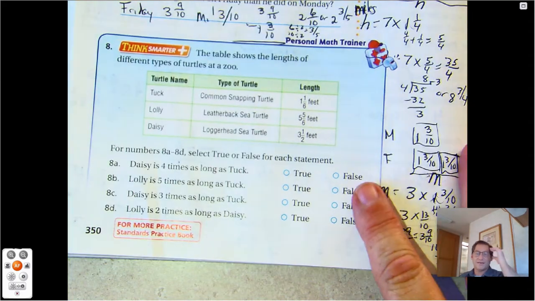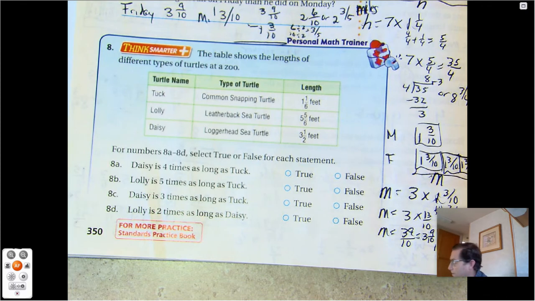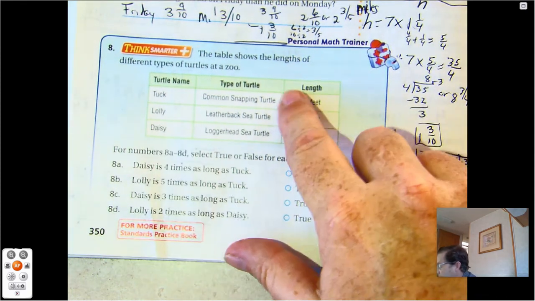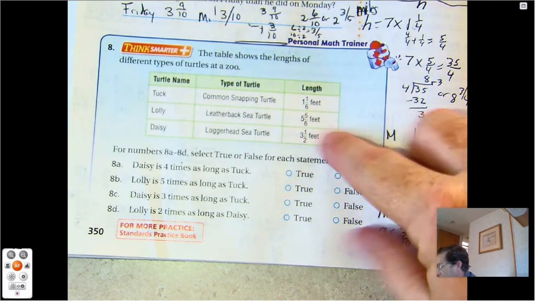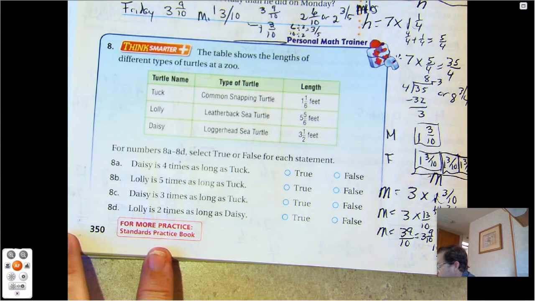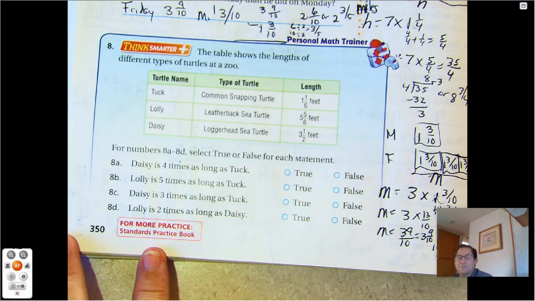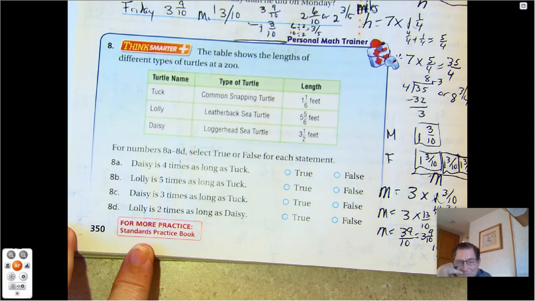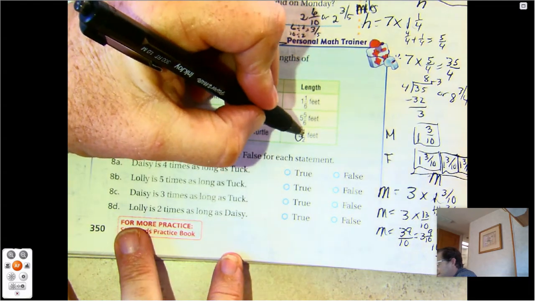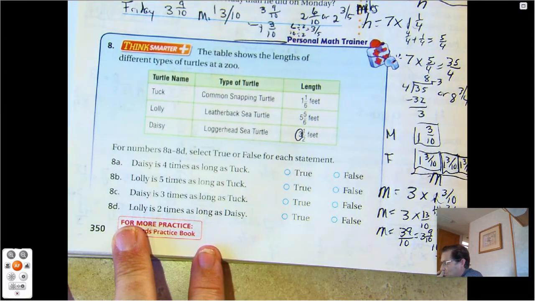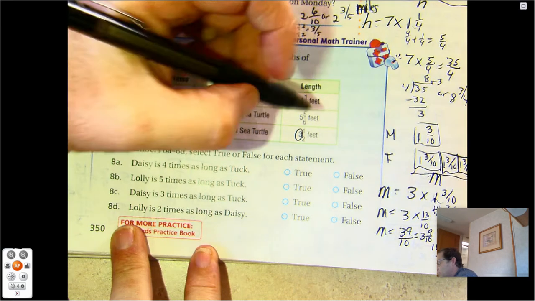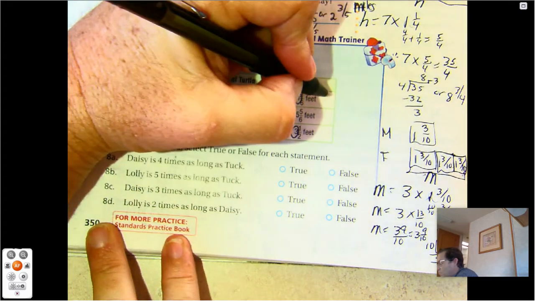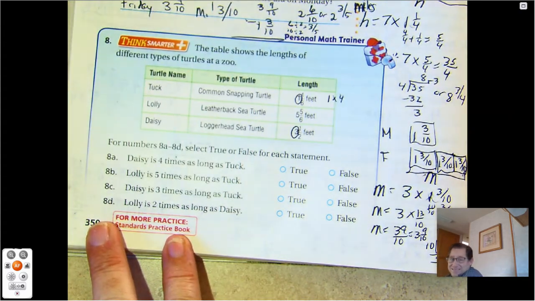Number 8. The table shows the lengths of different types of turtles at a zoo. We have 3 different turtles. These are the types of turtles and their lengths. For 8A through 8D, select true or false for each statement. Daisy is 4 times as long as Tuck. We can use common sense on that one. Daisy is 3 feet. Tuck is 1 1/6. If I just multiplied 1 times 4, I'd get 4 feet. Daisy's not that long, so false.